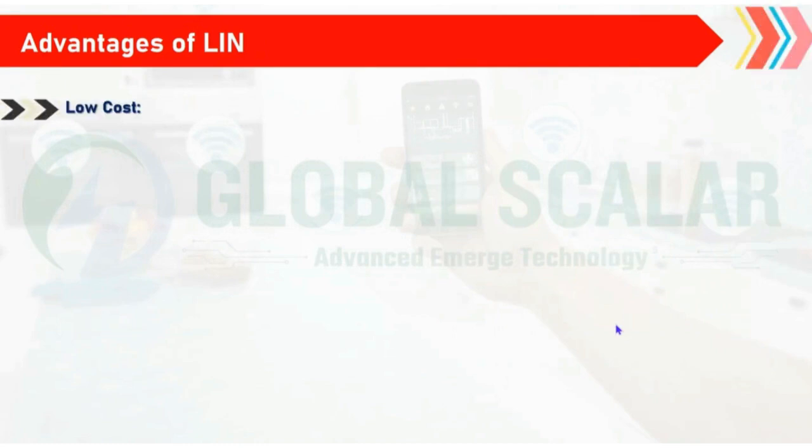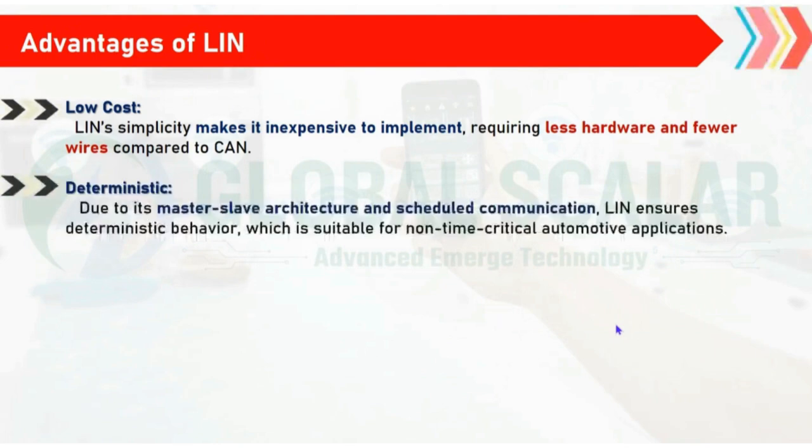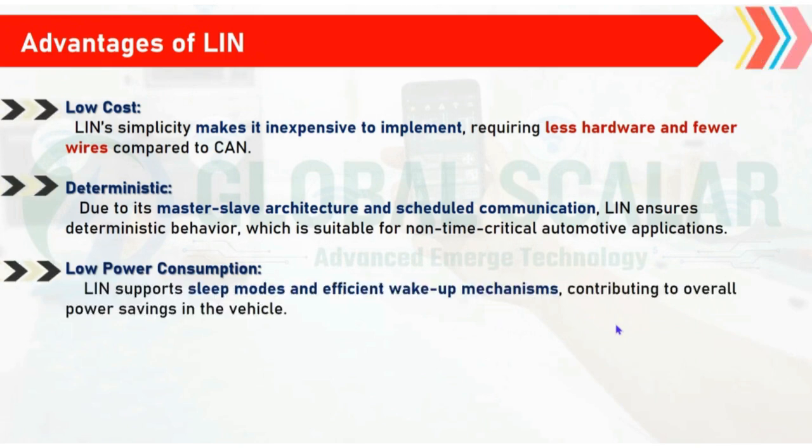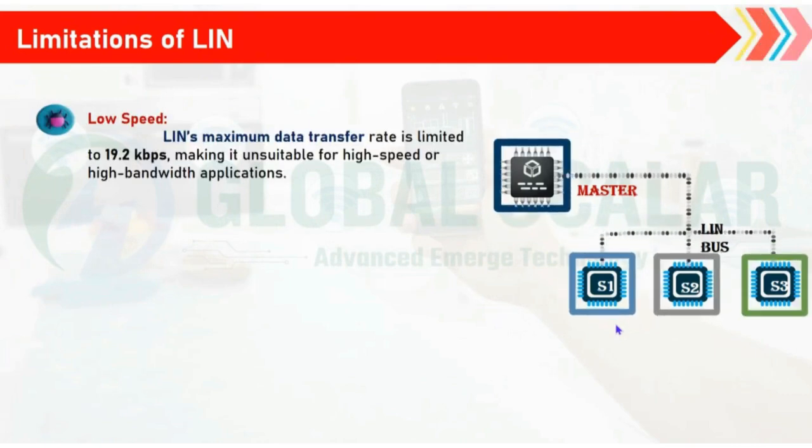The advantages of LIN: it is low cost compared to the CAN protocol, and it has a deterministic master to slave architecture, where the communication is schedule based. It is suitable for non-time critical automotive applications, it has low power consumption, and it supports sleep mode and an efficient wake up mechanism. And the single wire reduces the complexity in the wiring harness, especially for low speed applications like body electronics.